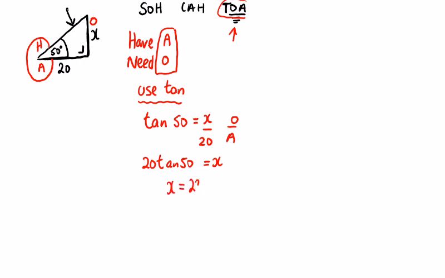X is equal to 23.835. That would be 3 dp. 23.84 will be 2 dp. 23.8 will be 1 dp. And 24 will be to the nearest whole number.